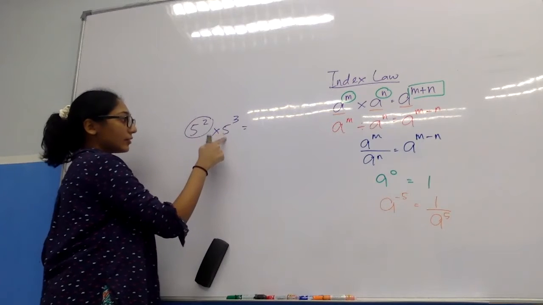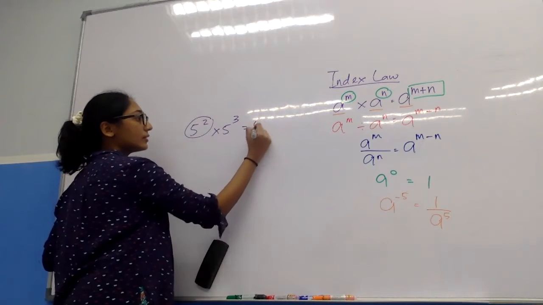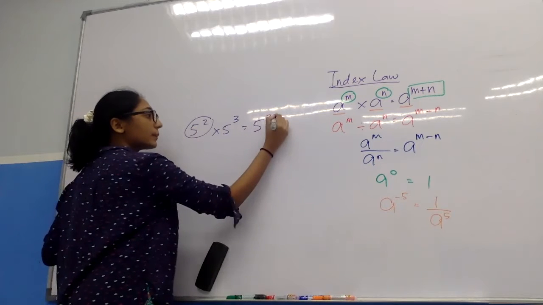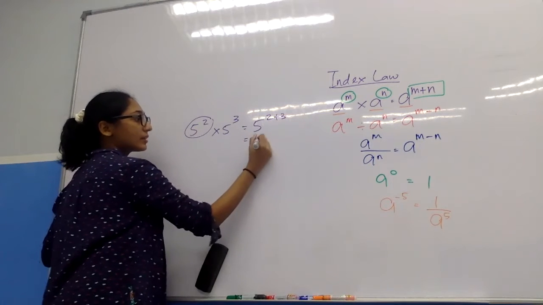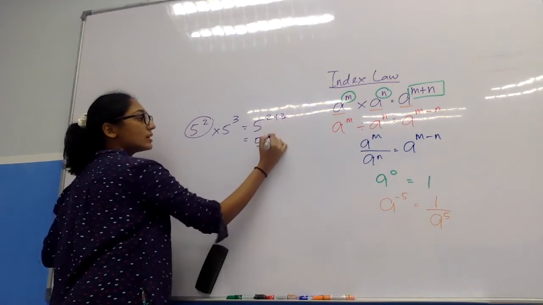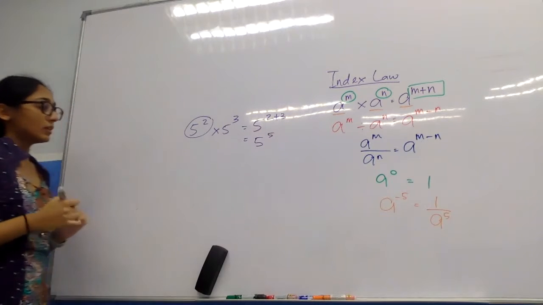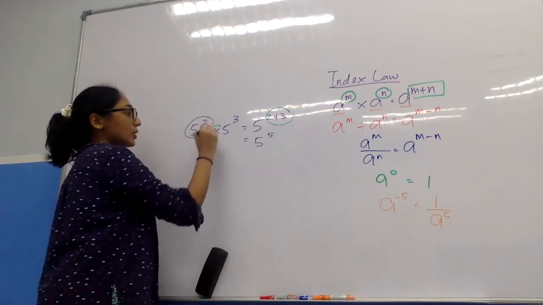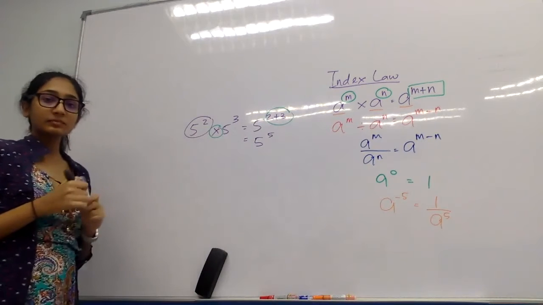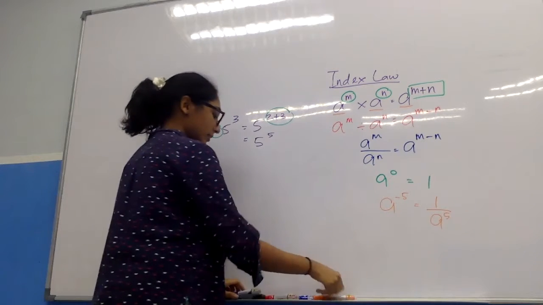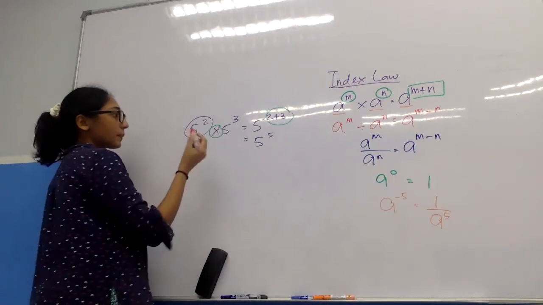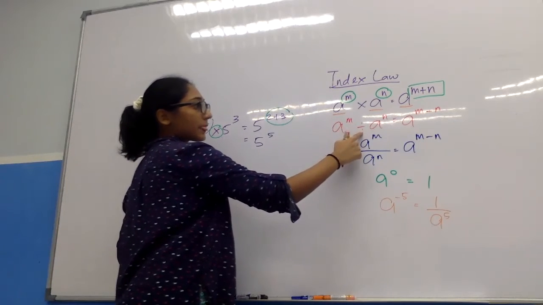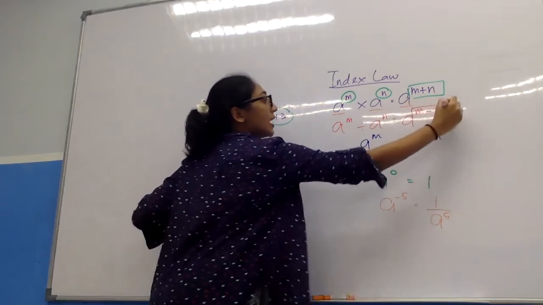5 and 5. What I do is I keep the big number 5. The 2 and 3, I add them. So 2 plus 3 is 5. So this addition happens when it is a times. What if it is a divide? If it's a divide, instead of plus, I minus.